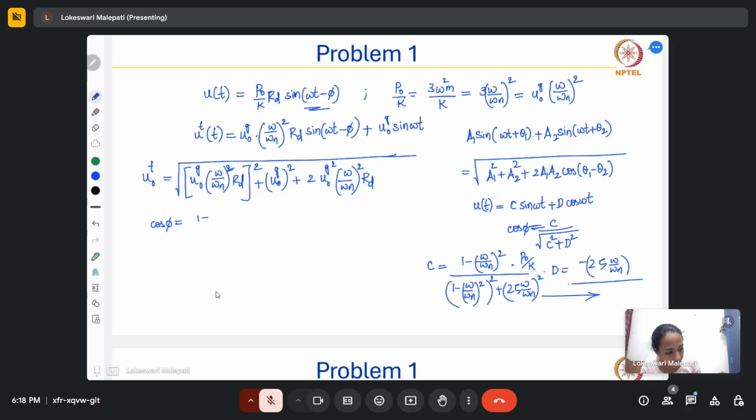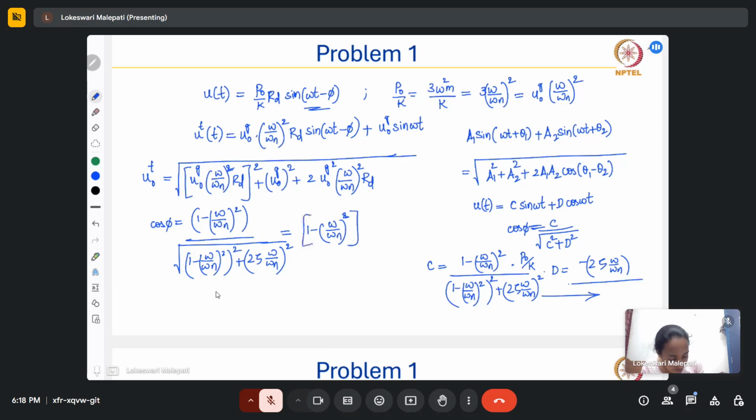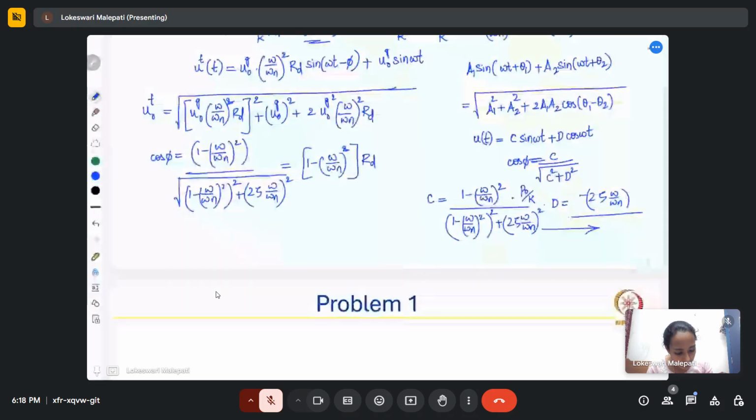So we will get 1 minus omega by omega n the whole square, divided by square root of this term plus 2 zeta omega by omega n the whole square. So now this can be written as 1 minus omega by omega n whole square. This is the displacement response factor RD. So now we can substitute for cos phi here.